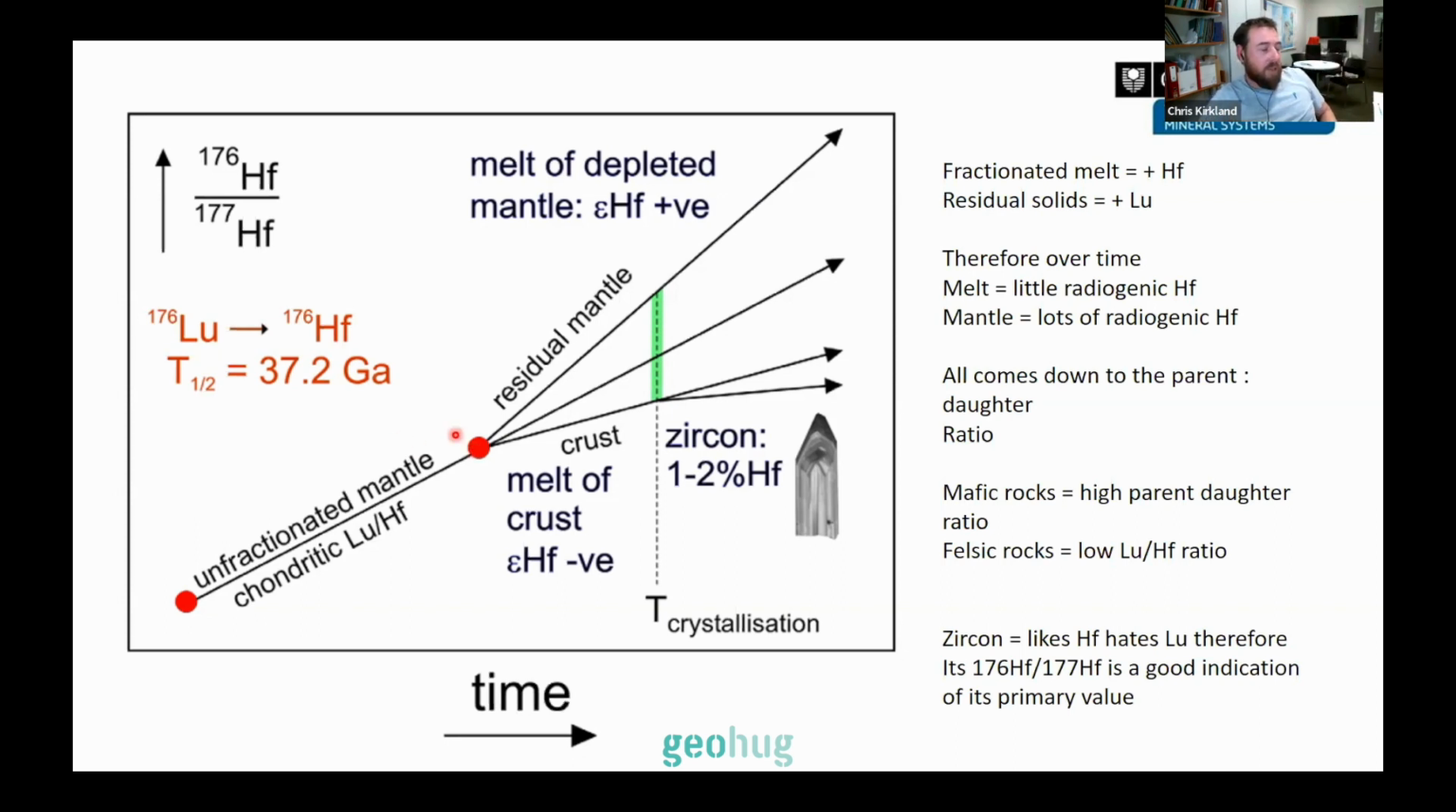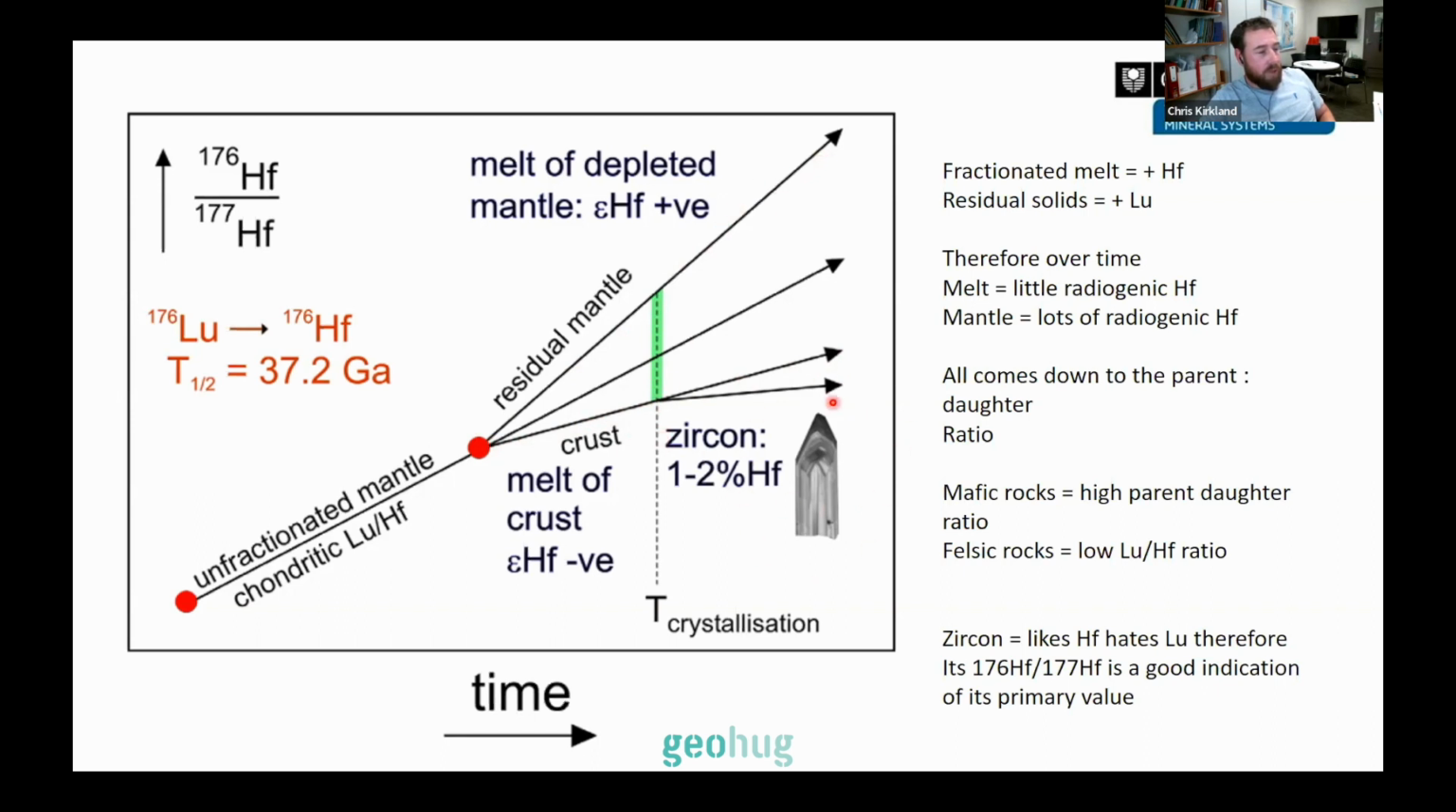The lutetium-hafnium system fractionates so that lutetium stays behind. It likes to stay in the solid, so it'll stay behind in the mantle. So if we have more lutetium, we're going to have more of the daughter product. We're going to get more 176 hafnium. So we go on a steeper trajectory. If we've got some crust, crust likes hafnium, doesn't like lutetium, so it's going to go on a shallower trajectory. So we've got a crustal melt here and a mantle melt. They're going on different trajectories.